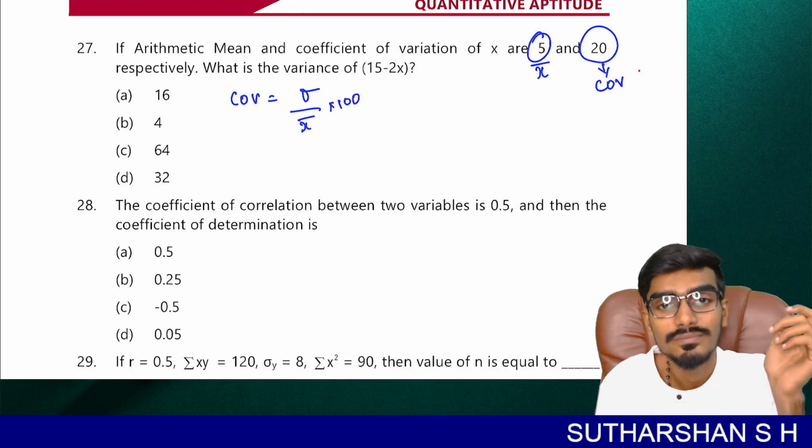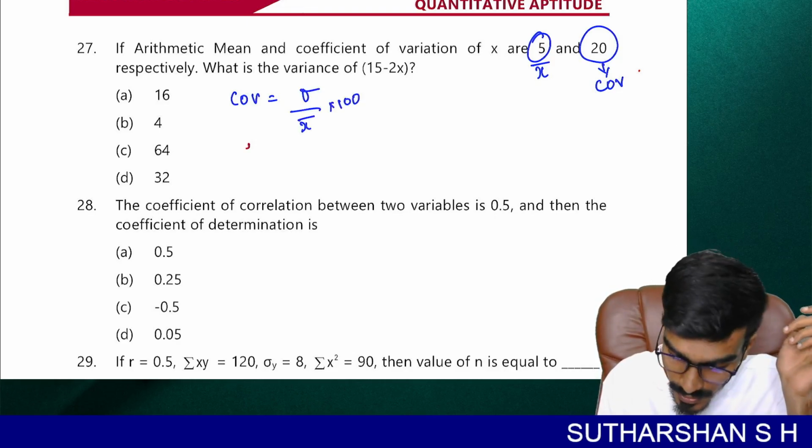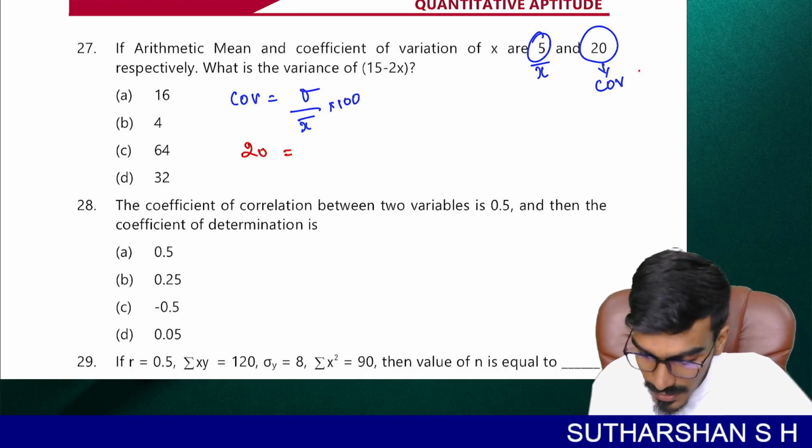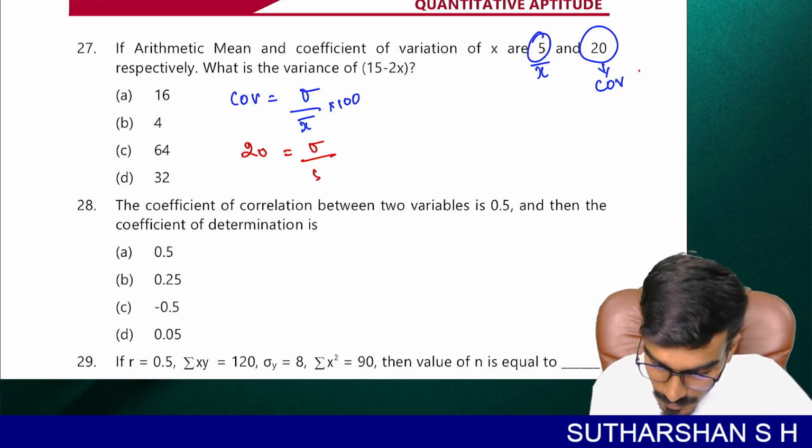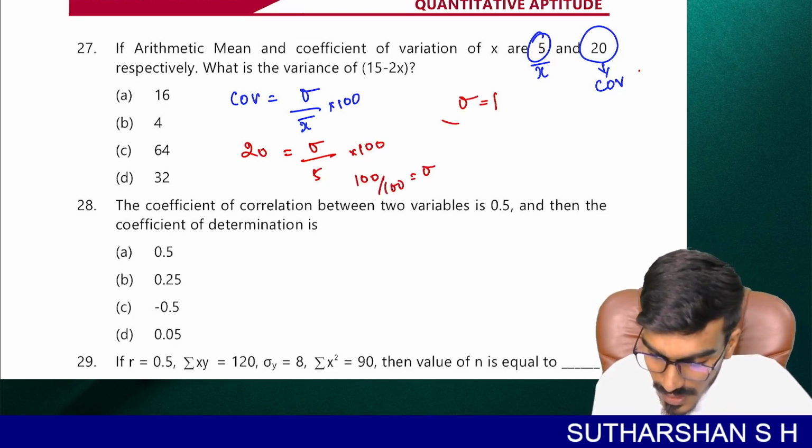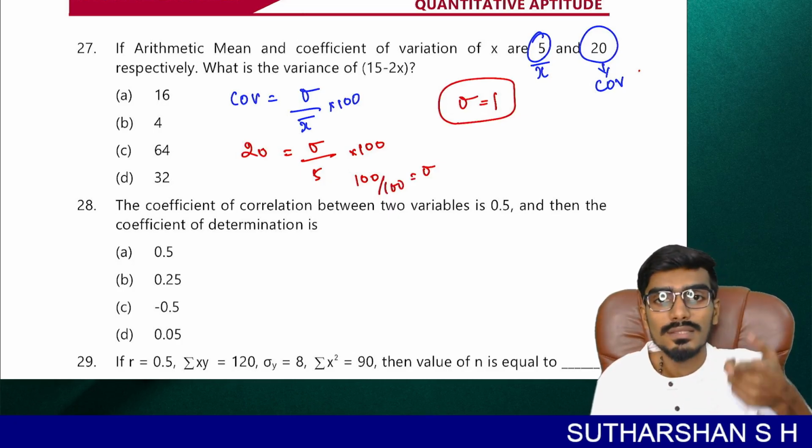I just got it. So what is the coefficient of variation? It's 20. What is your sigma? Sigma has not been given. X bar is 5 into 100. So if you cross multiply, 100 by 100 is equal to sigma. So sigma, that is standard deviation, is equal to 1. Okay, standard deviation is equal to 1.